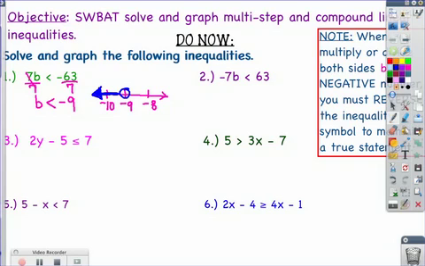Number 2. Negative 7b is less than 63. Divide both sides by negative 7. Remember to flip the inequality symbol and graph.